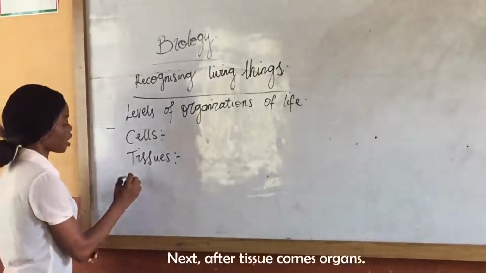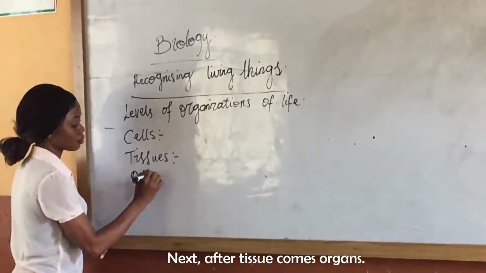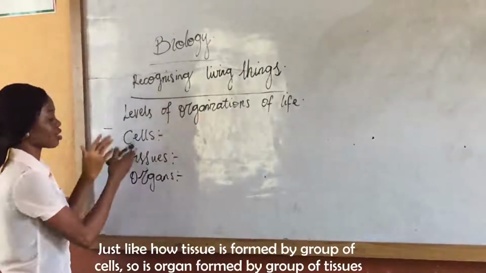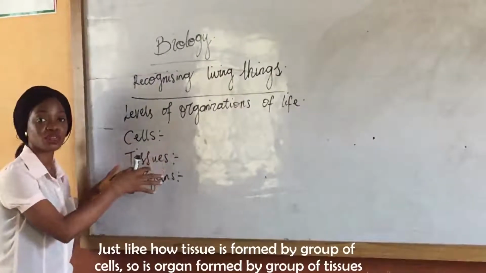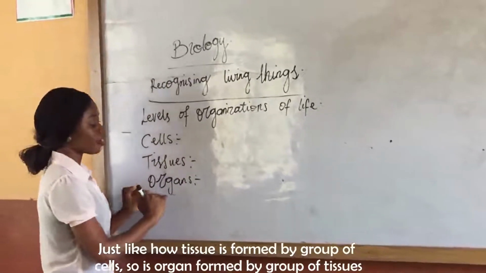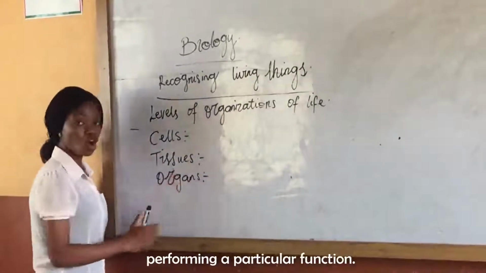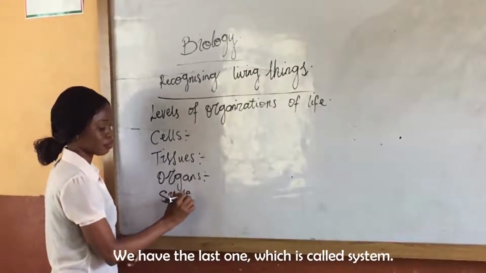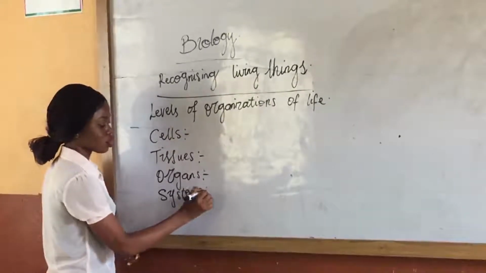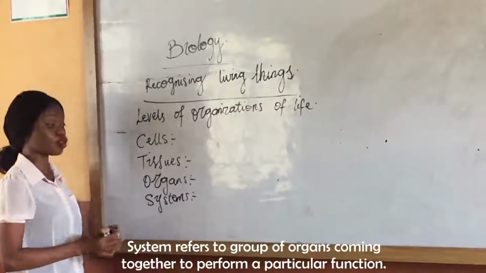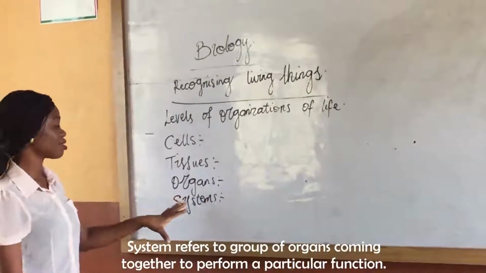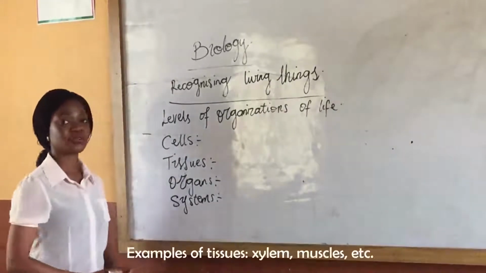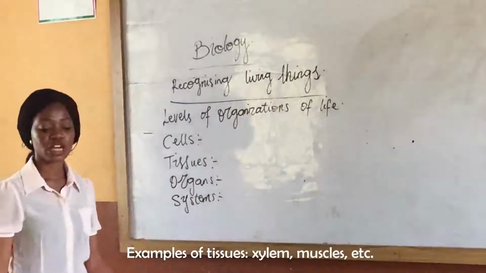Then the next one we have is what? Organs. Just like that of tissues, when a group of tissues come together to perform a particular function, they are called organs. And then we have the last one, which is what? The system. So a group of organs coming together to perform a particular function, we call them what? System.